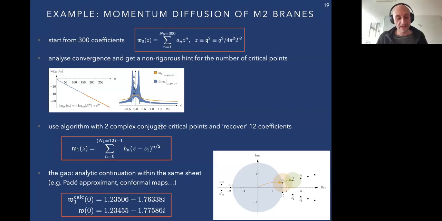And then you just do it. You use Puiseux. So you go through this procedure. It's algebraically a nightmare, but it's all just algebra. And what we show is that with this algorithm, we get 12 series coefficients of the second mode expanded around Z1. This is how well this works. So from 300 initial coefficients, we get 12.